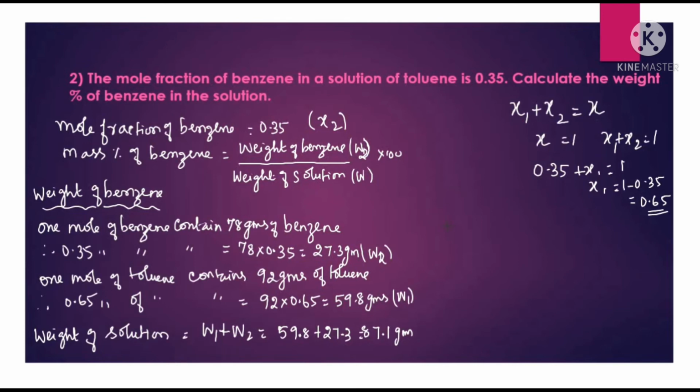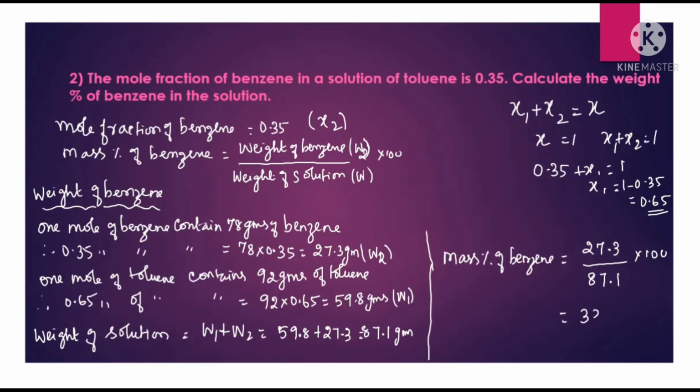Now we are going to calculate the mass percentage. Mass percentage of benzene is equal to weight of benzene. What is weight of benzene? It is 27.3 divided by weight of solution. What is weight of solution? 87.1 into 100. Understood? So what is the answer? It is 33.7. Okay, this is the answer. This is how.